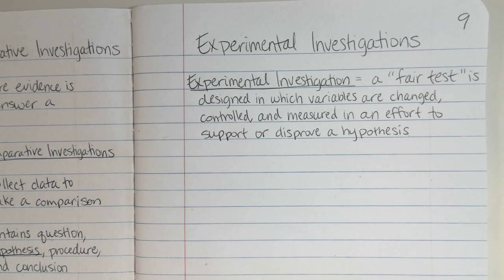We did use some words in here that we need to define. Specifically, I want to start talking about variables. Remember, we said that comparative investigations could have variables. Experimental investigations definitely have variables, and there are two different kinds of variables that we need to focus on.